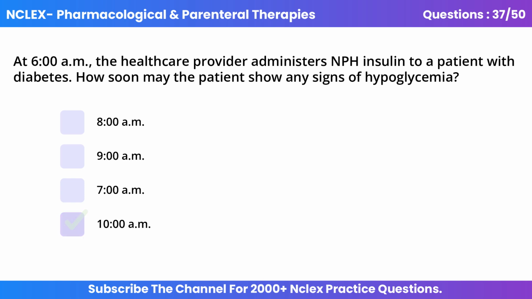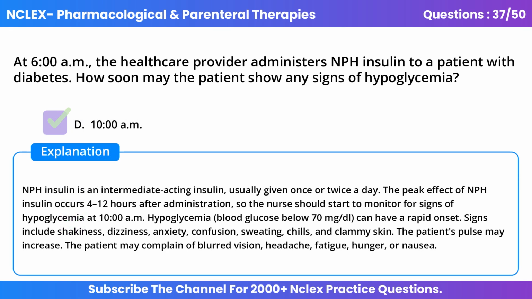D. 10 a.m. NPH insulin is an intermediate-acting insulin, usually given once or twice a day. The peak effect of NPH insulin occurs 4 to 12 hours after administration, so the nurse should start to monitor for signs of hypoglycemia at 10 a.m.